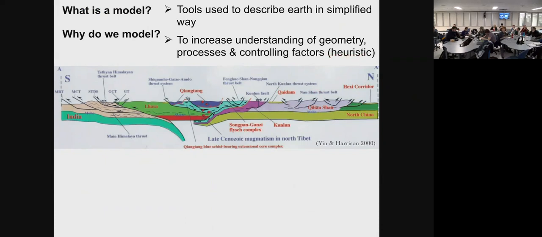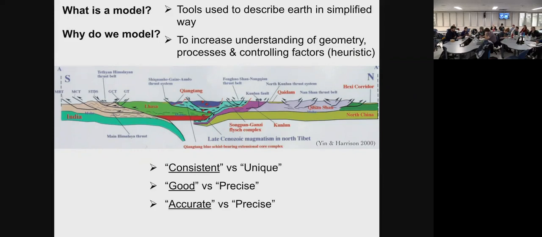This word here is very important to models. Heuristic. Modeling is a heuristic exercise. What does heuristic mean? Any idea? Blank. Heuristic means to think. So we model to make us think about processes.